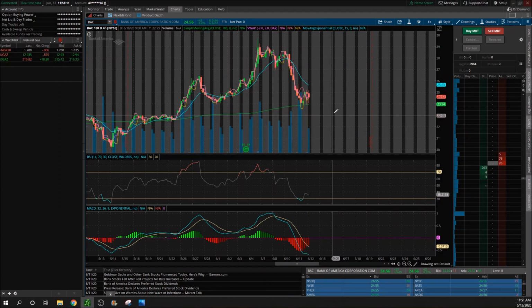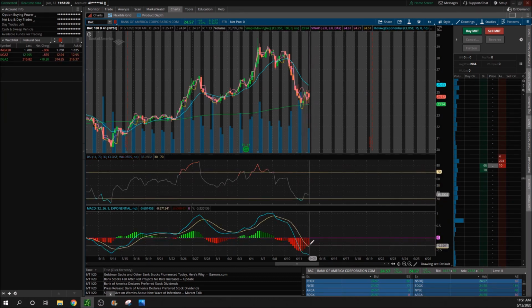Okay. So now looking at this chart, right? We can see our RSI is below 50. We're down here around 35. Our MACD is picking back up, right?